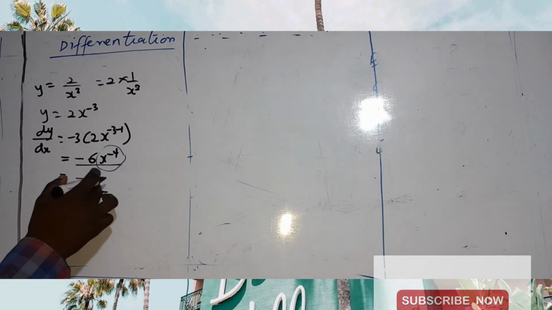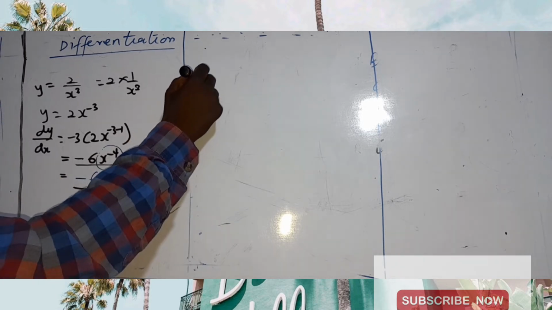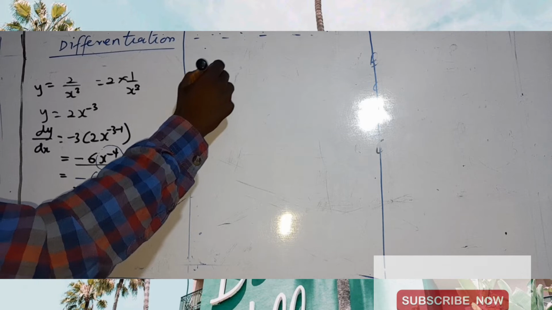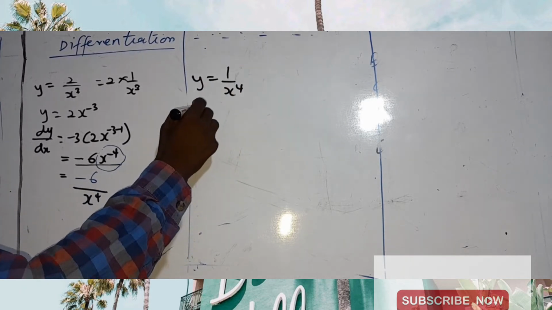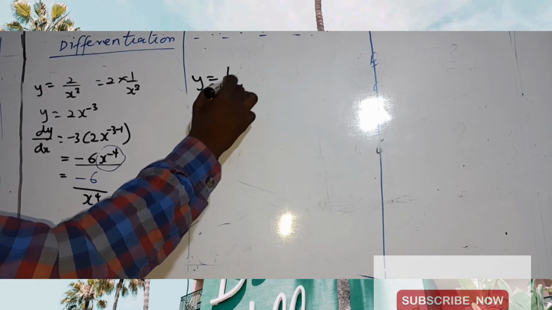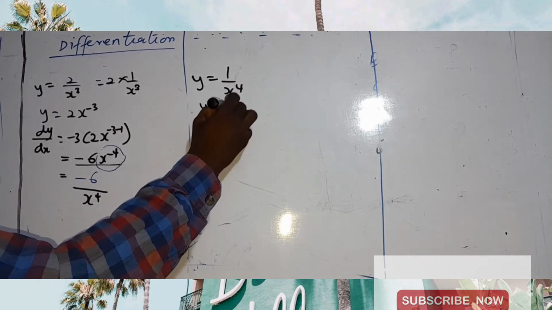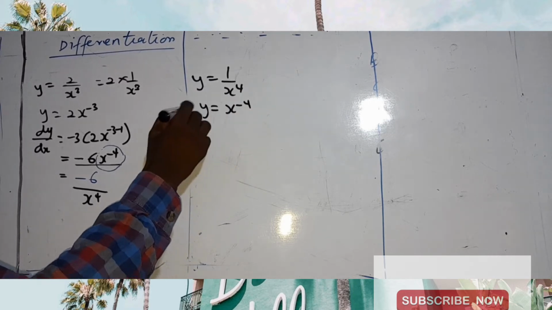So those are some examples of solving this. Now what if I have a question like y is equal to 1 over x to the power 4? To differentiate this one, I'll make sure that the variable is not in the denominator, so I make it linear. This is the same as y is equal to x to the power minus 4. Now that it's not a denominator, I can differentiate it.